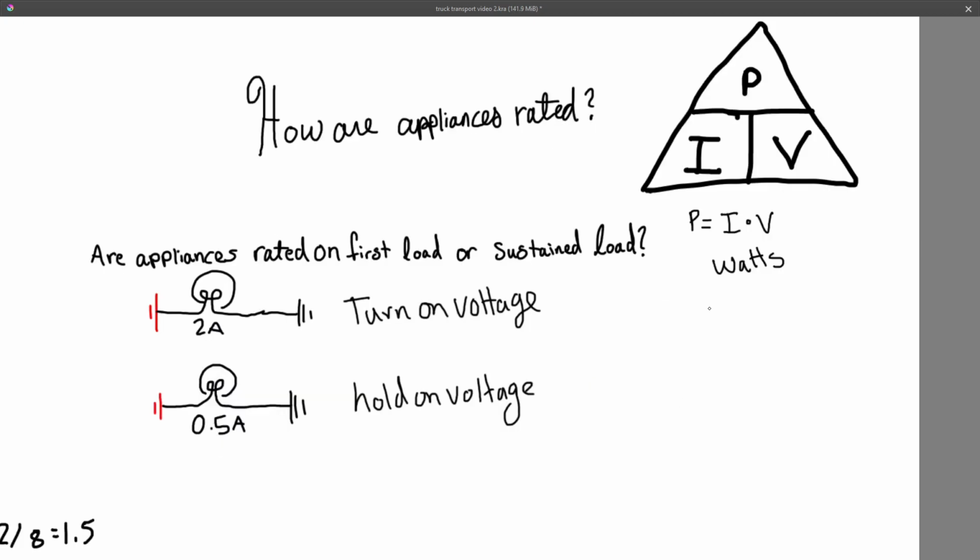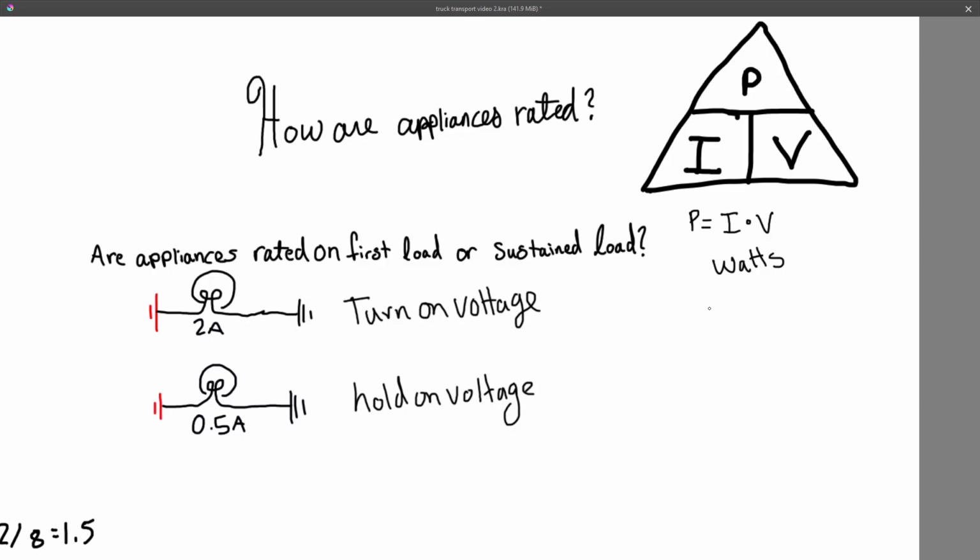The last thing I want to talk about, how are appliances rated? When we buy appliances, they're rated in watts. Even light bulbs, every equipment we buy is rated in watts. Are they rated for when we first turn on a circuit or when we hold a circuit? Let me elaborate a little bit. When you first turn on a circuit, you will have a lot more current flowing originally than you do when that circuit is stabilized.